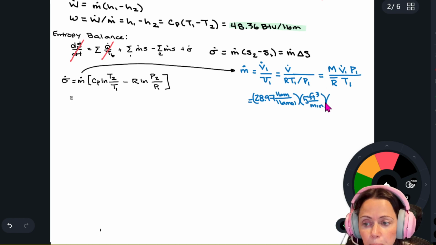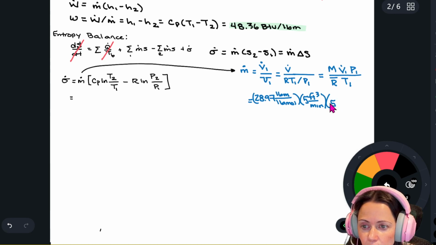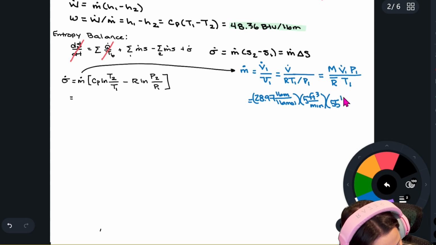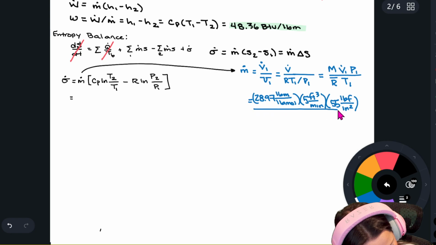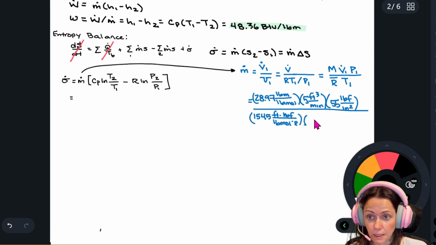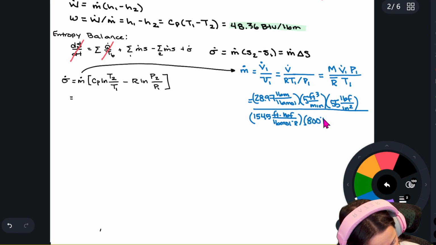I've got my pressure, 55. And I'm realizing it's not in pound mass, it's pound force per inch squared. Okay. Then I got an R bar on the bottom, 1545 foot pound force per pound mole degree Rankine. T1 absolutely needs to be in degrees Rankine, so 800 degrees Rankine.